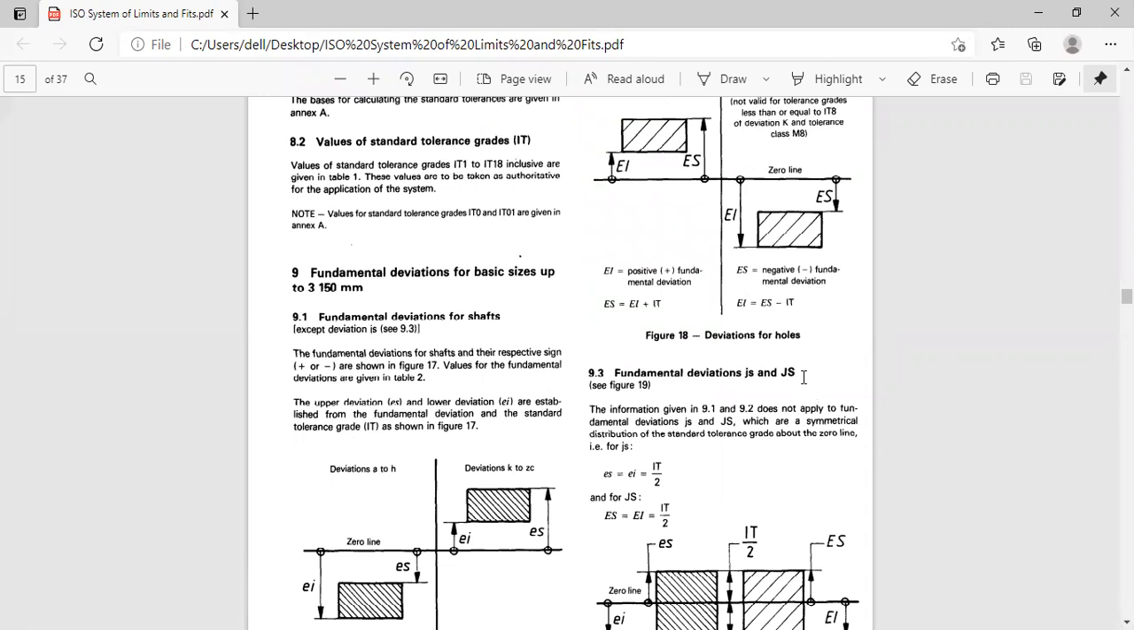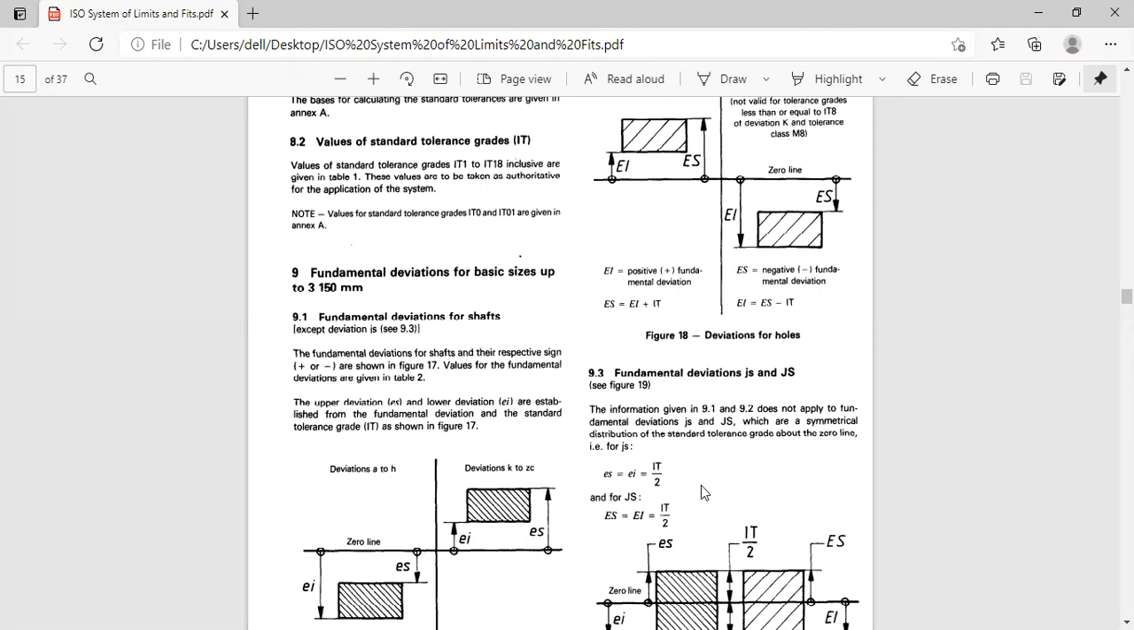Actually, this we have to tell you, but it's not asked in the problems related to small js and capital Js. But when it is asked, because both are coinciding in the graphical representation, we take ES equal to EI equal to IT by 2 for small js. And even for the holes, capital ES equal to capital EI equal to IT by 2. You have to take this because basically this will be asked in competitive exams rather than academics. These formulas you have to follow carefully.